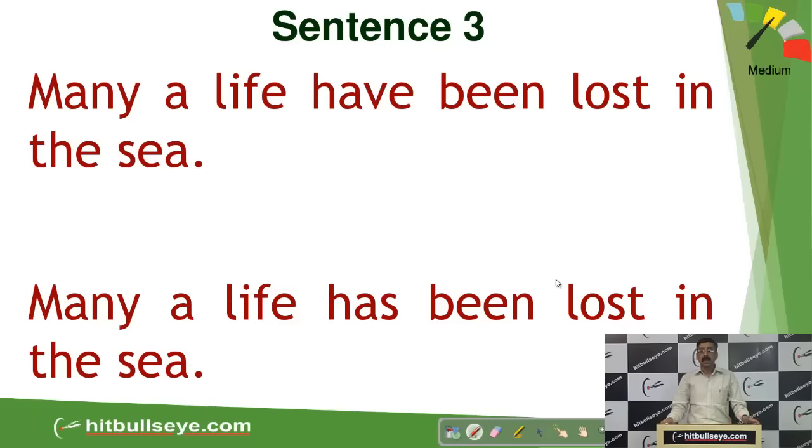Let us move on to sentence number 3. The sentence was, many a life have been lost in the sea. Again, the original sentence was wrong. The correct version is the second one, written just below the sentence, many a life has been lost. The trick is that after many a, the noun as well as the verb should be singular. So it has to be many a life. We cannot use many a lives. It would be wrong. So many a life, and in place of have, has will come: has been lost.